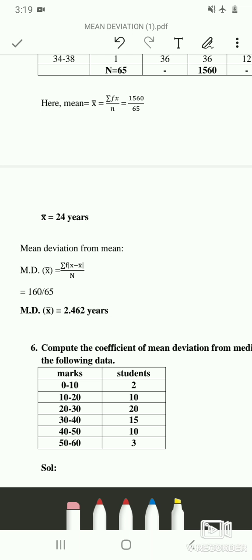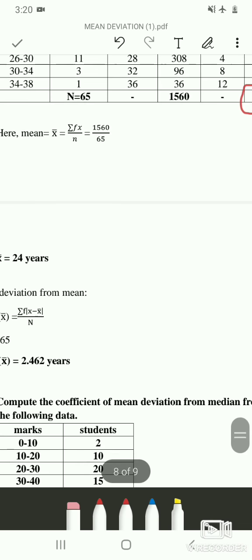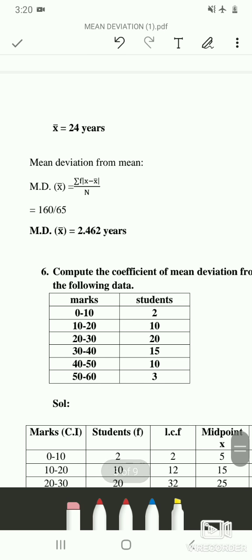The formula of mean deviation from mean in the continuous case remains the same as in the discrete case, that is summation of f into absolute value of x minus x bar upon N. We have got summation f of absolute value of x minus x bar as 160. Therefore 160 upon capital N, which is 65. Therefore your mean deviation from arithmetic mean is 2.462 years.